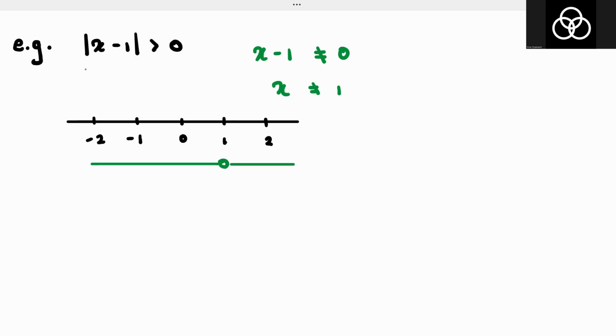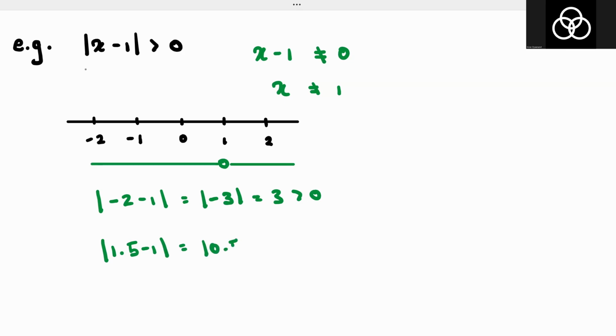So let's try it. Let's try minus 2. We have the absolute value of minus 2 minus 1, which is equal to the absolute value of minus 3, which is 3, which is greater than 0. Let's try 1.5. 1.5 minus 1 is 0.5, which is greater than 0. The only value where this fails is when x is 1.